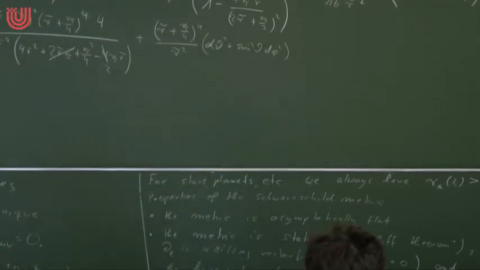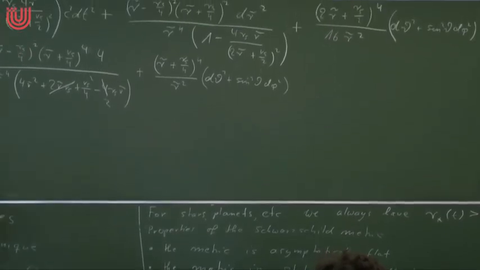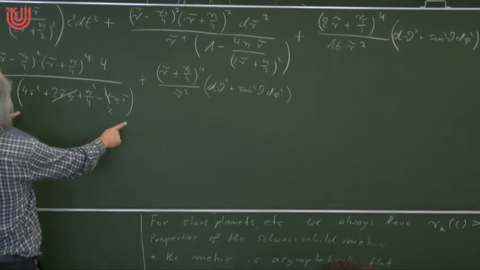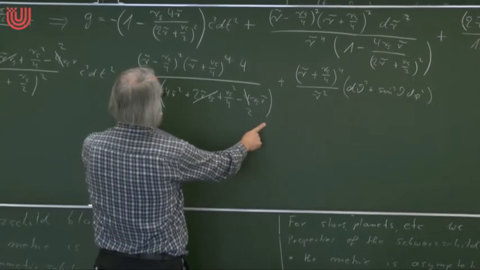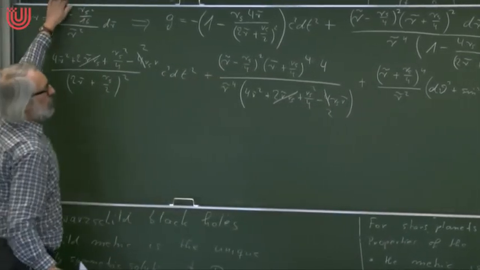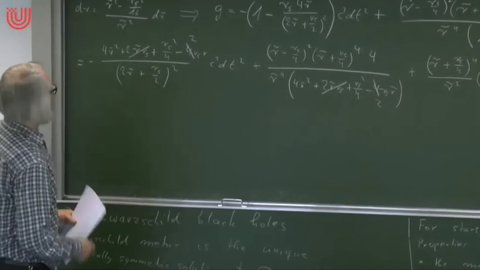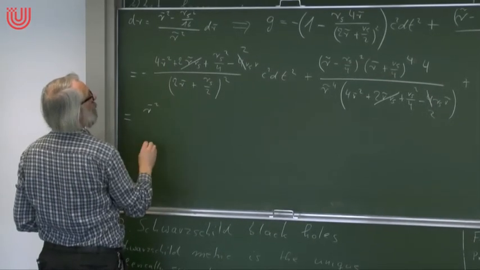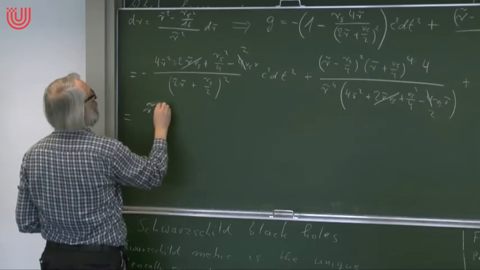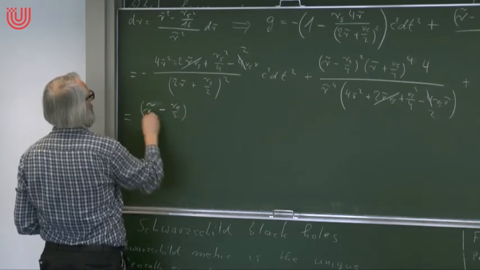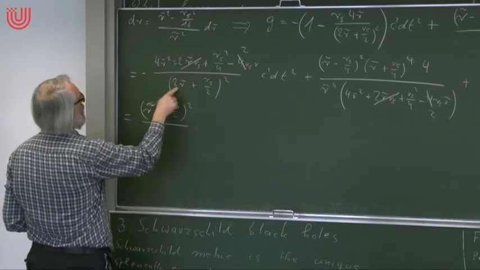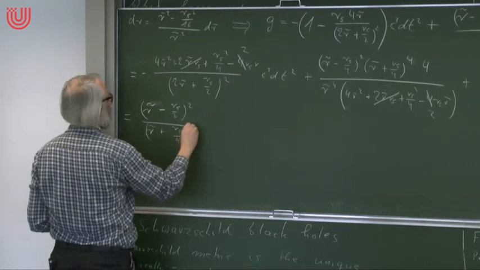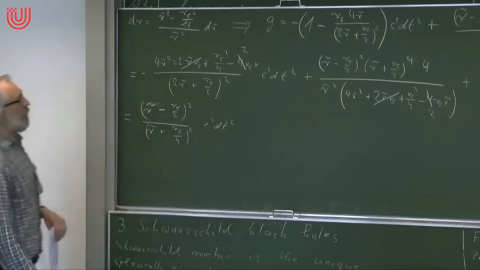Let me see. Is this a square? Yes, I think this is a square. This is (2r̃ minus r_s/2) squared. Very good. Here, again, I think I cancel the 4. Then I have r̃ squared, that's a square, right? (r̃ minus r_s/2) squared. And here I have divided by 4, so I get (r̃ + r_s/4) squared. Very nice. That's the first term.